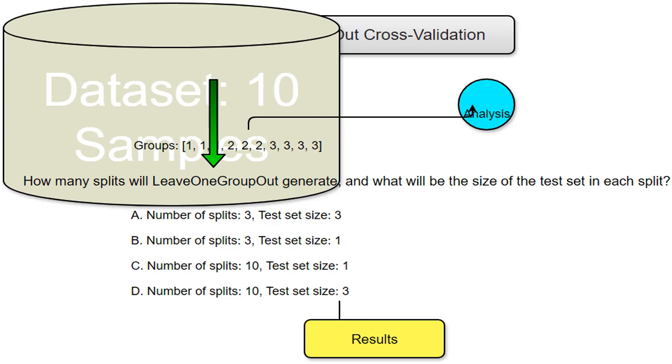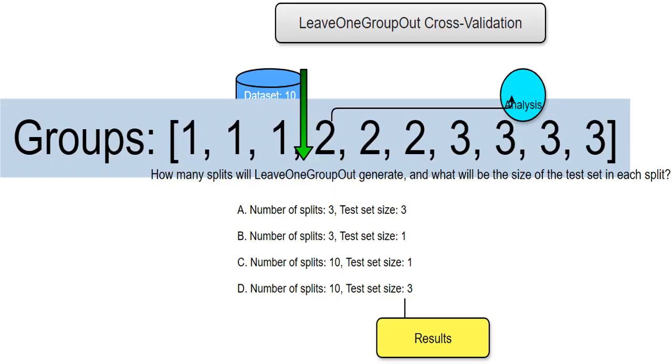I am looking at a dataset with 10 samples. This is the total number of data points I'll be working with in my cross-validation. These numbers represent the group each sample belongs to. Notice that I have 3 distinct groups: Group 1 has 3 samples, Group 2 has 3 samples, and Group 3 has 4 samples. This grouping is crucial for LeaveOneGroupOut.